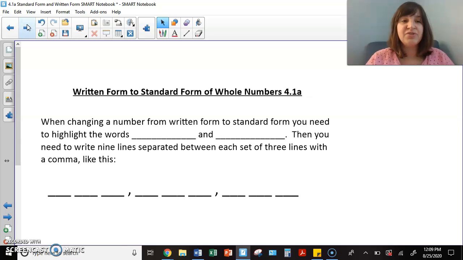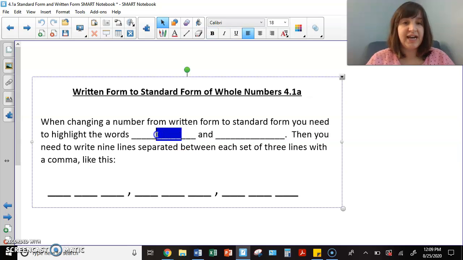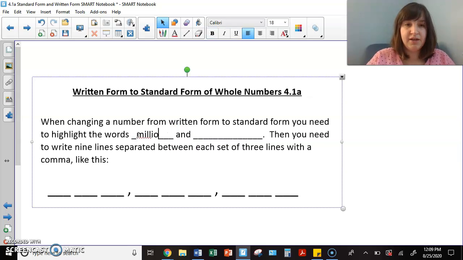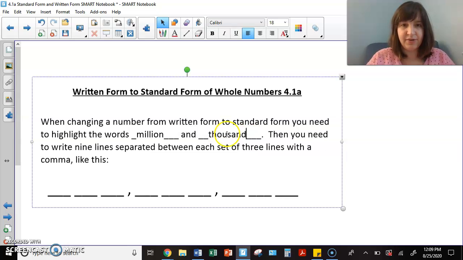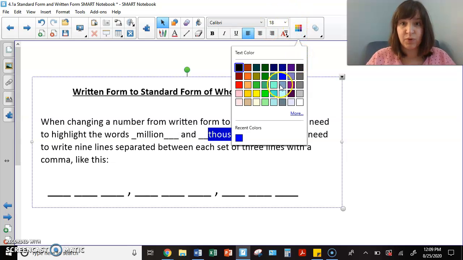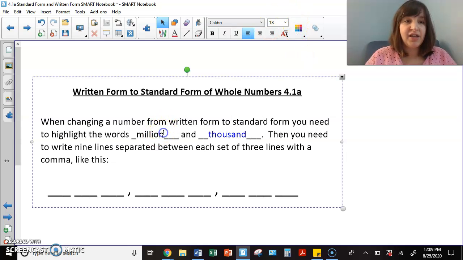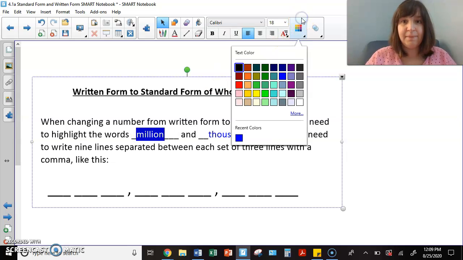All right, so now let's go the opposite direction. When we're going from word form or written form to standard form, you are going to look at the words and highlight the word million and the word 1,000. Once you've highlighted both of those words, you are then going to write 9 lines separated by 2 commas.